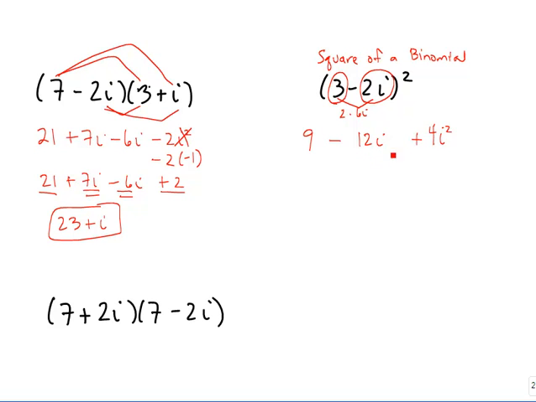Now we don't want to stop here because we have an i squared, and that needs to get replaced with a minus 1 times the 4 that was already there, makes this minus 4. So if I bring down my other two terms, now I can combine my 9 minus my 4, which is 5, and just bring down that minus 12i.